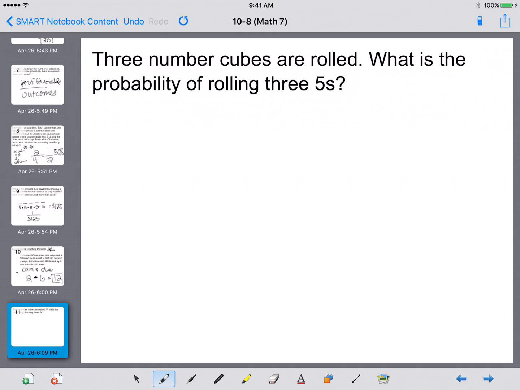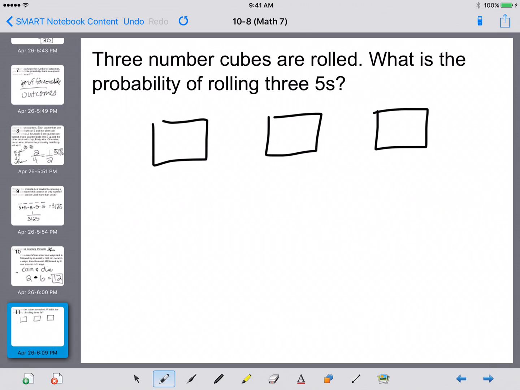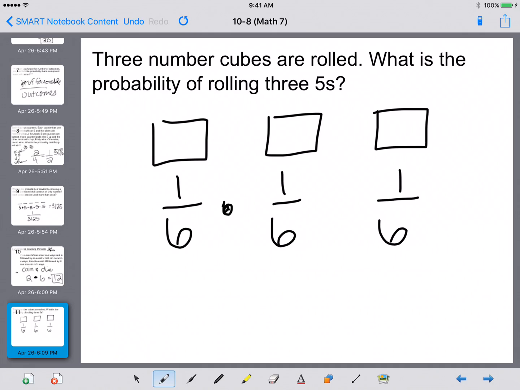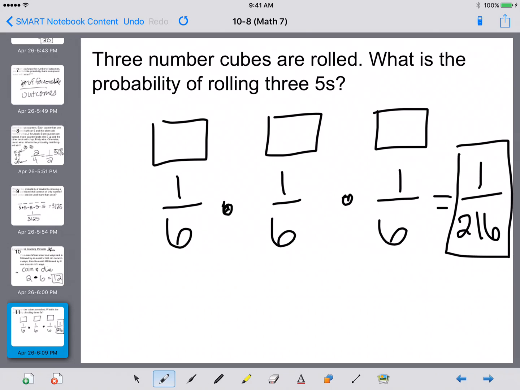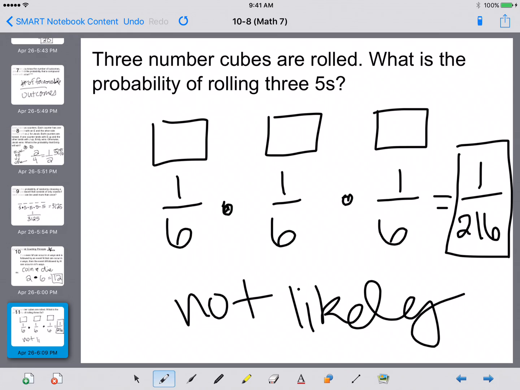And then finally we have the example, 3 number cubes are rolled. What is the probability of rolling 3 5s? So this one we have cube 1, cube 2, cube 3. We know the probability of rolling a 5 is 1/6, because there's 6 different numbers, and 5 is just one. So you have a probability of 1/6 for each and every die. You multiply that together. When you multiply fractions, you just multiply straight across. So 1 goes on the top, and 6 times 6 times 6 is 216. So the probability of rolling 3 5s is 1/216. So it's not likely that that will happen, if you remember going over those words the other day.